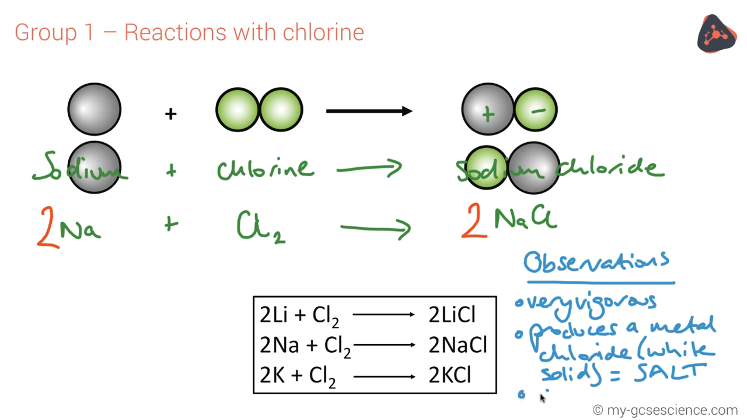These salts dissolve easily in water to make colourless solutions. All group 1 metals react in this way with chlorine, as well as with the other halogens, fluorine, bromine, and iodine.